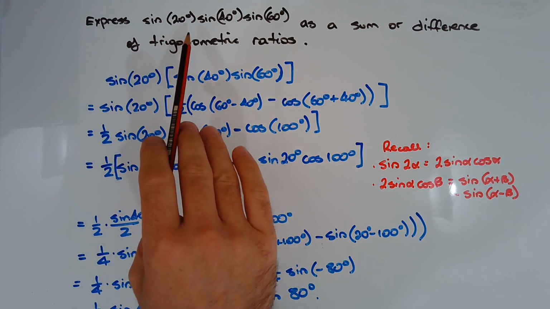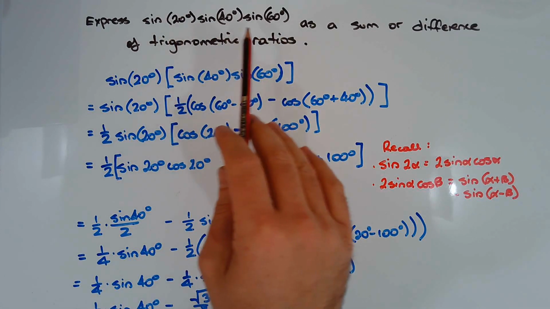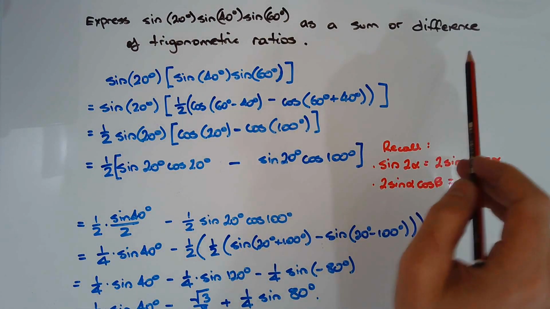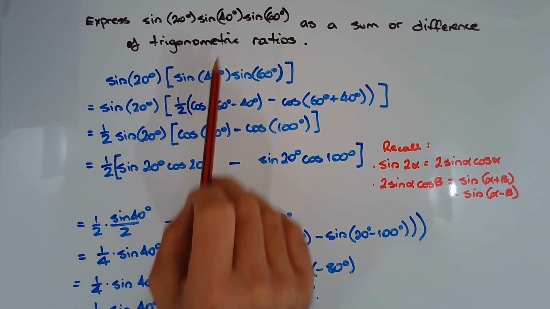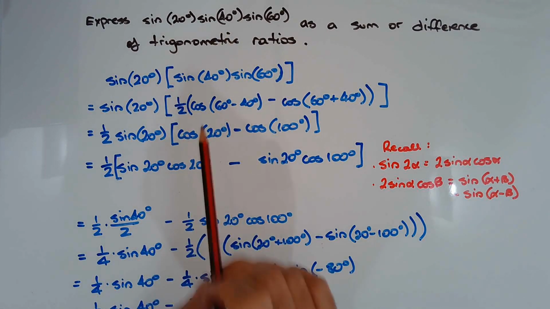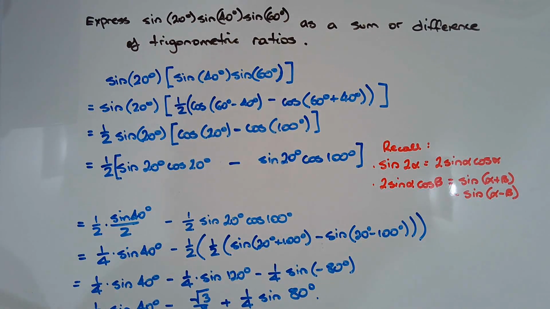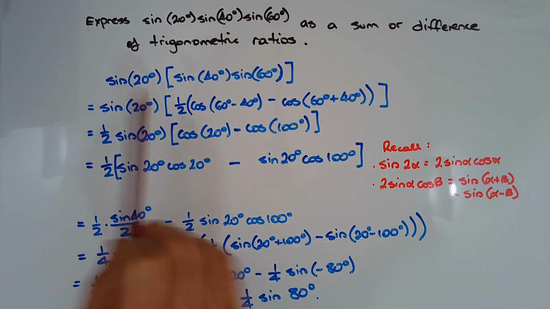Express sine of 20 degrees, sine of 40 degrees, sine of 60 degrees, so sine 20 times sine 40 times sine 60, as a sum or difference of trigonometric ratios. What we're going to do is group sine 40 and sine 60 together in a separate set of brackets. That's what the square brackets are for. And we're just going to leave sine 20 on the outside.